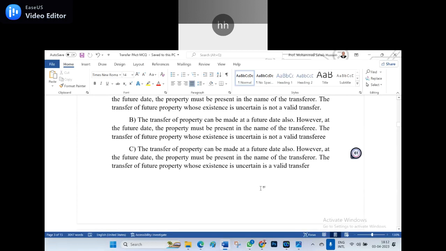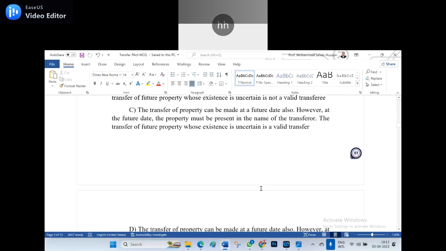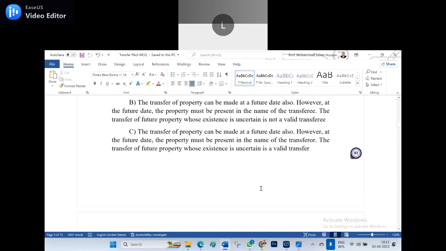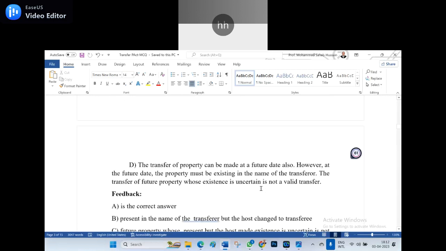What is wrong in B? Transferee is there, sir. Not transferee, transferor is the correct answer. Yes. And the C is? C also, whose existence is uncertain, is a valid transfer is wrong, sir. It's not valid. Yes. Then D.